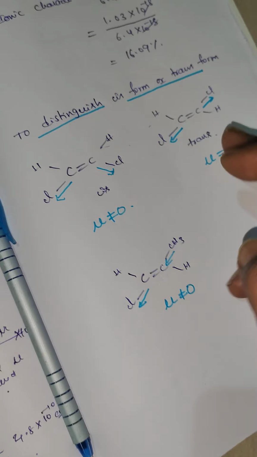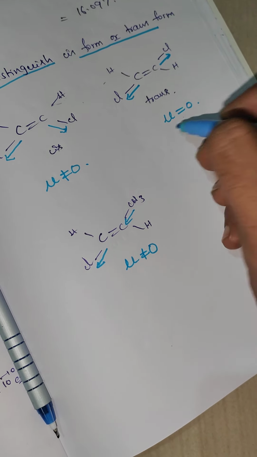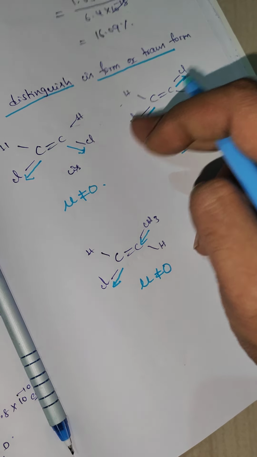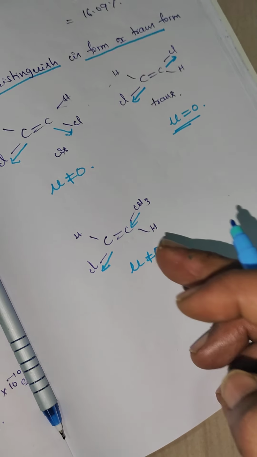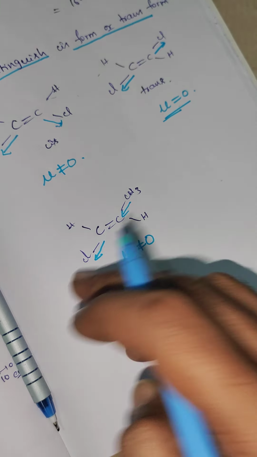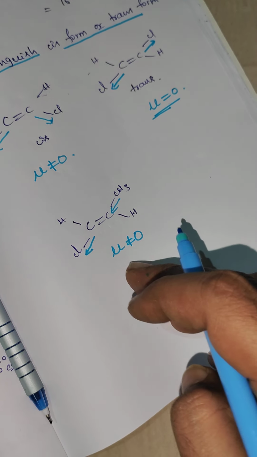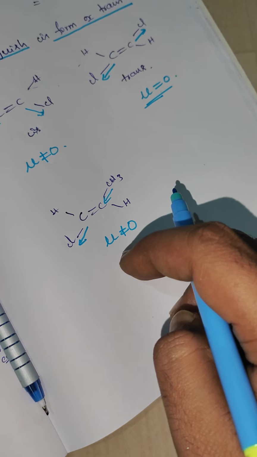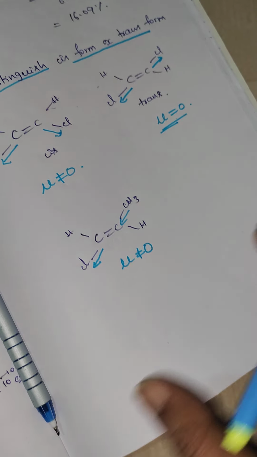This is also trans, this is also trans. But here the dipole moment is 0. Why? What is the reason? Same electronegative elements with opposite directions give zero. But here, different electronegative elements with the same direction mean mu is not equal to 0. This is the third application, to distinguish cis form or trans form. Next, the fourth application.